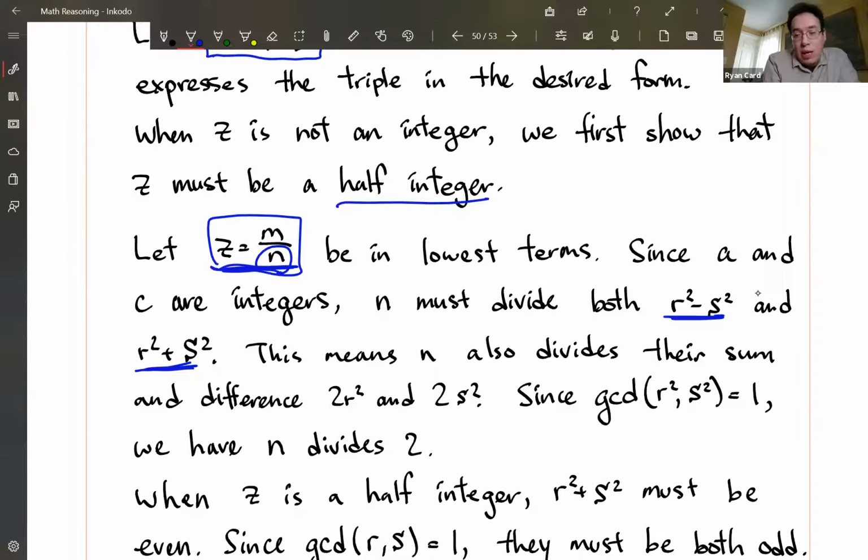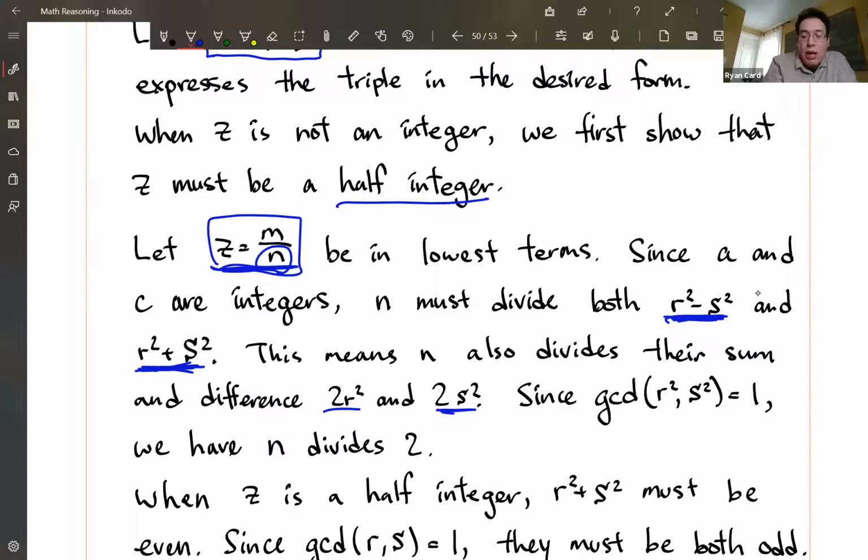So, okay, n divides this guy and this guy, which means it's going to divide the sum of those two terms and the difference of those two terms as well. So if you add up these two terms, r squared minus s squared and r squared plus s squared, then s squared is going to cancel out and you get 2r squared. If you look at the difference, then the r squared will cancel out and you'll get 2s squared.